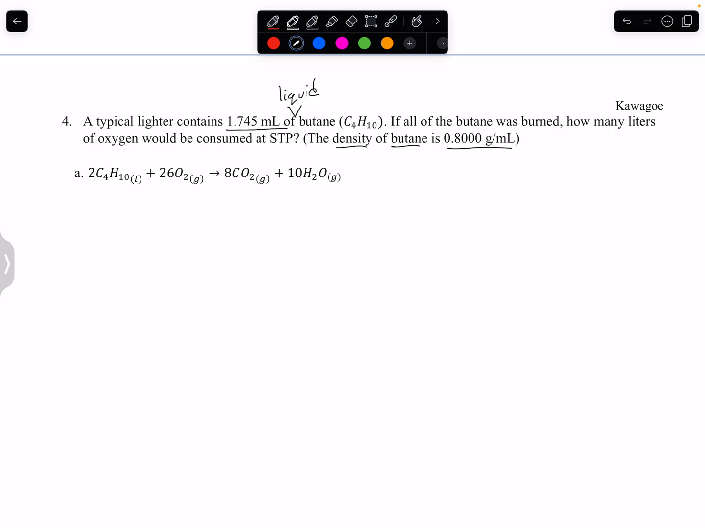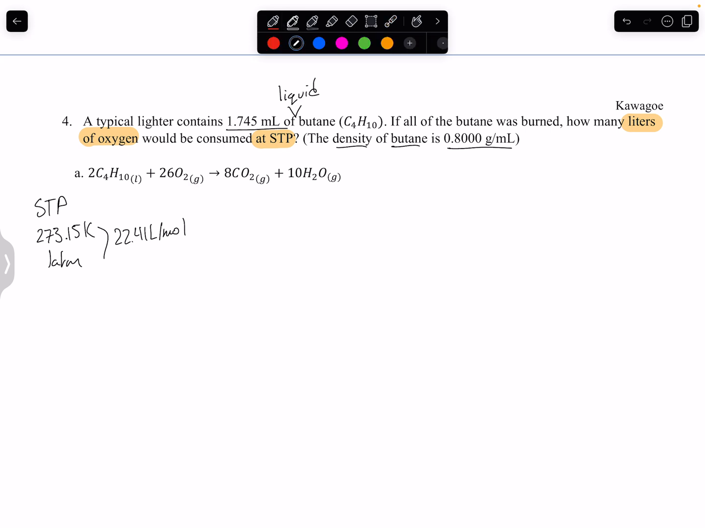Now, if all of that butane was burned, how many liters of oxygen would be consumed at STP? So we're looking for liters of oxygen, and we're at STP again to make things a little bit easier. So remember, that's 273.15 Kelvin and 1 atmosphere. And that lets us use 22.41 liters per mole. And again, this is a stoichiometry problem because we have butane, we're looking for oxygen. Those are two different chemical compounds. We're given a balanced chemical equation, though, that gives us the relationship between butane burned and oxygen consumed.